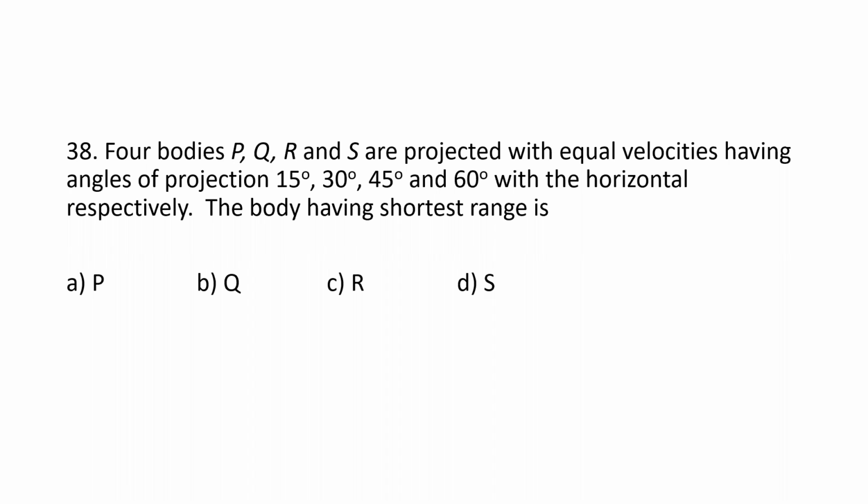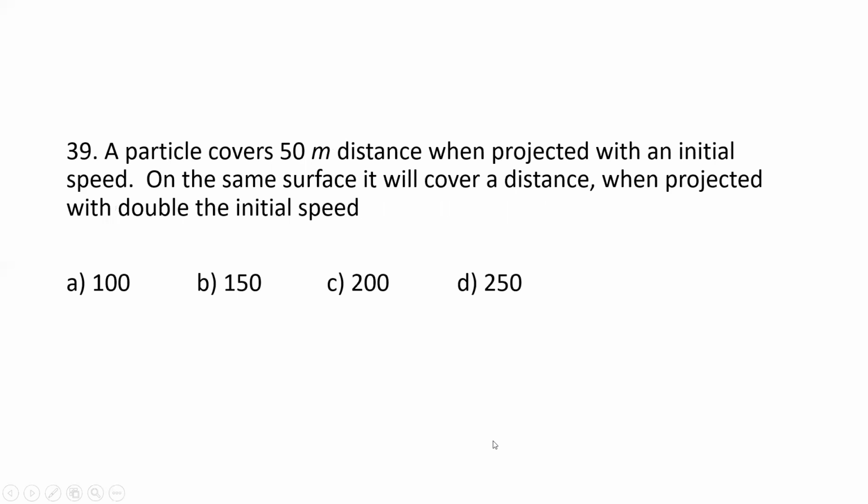See here, the range of a projectile will be minimum for that angle which is farthest from 45 degree. In the question, P is 15 degree, Q is 30 degree, R is 45 degree, and S is 60 degree. So which is farthest from 45 degree? That is nothing but P. P is the answer. So option A is the right option here. Let us see the next question.